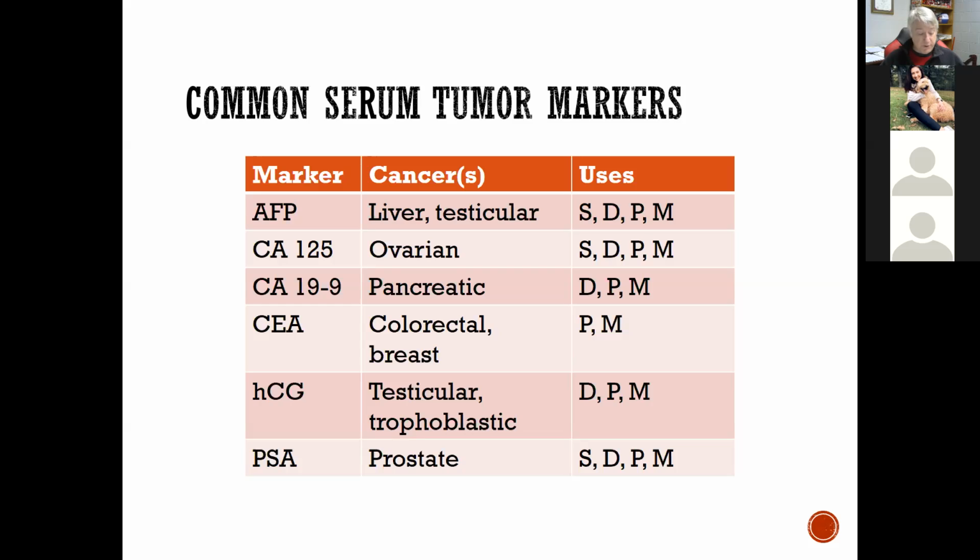The other one, CA125, will drop down. It's the ovarian adenocarcinoma. So ovarian cancers are screened with CA125. So screening, diagnosis, prognosis, and monitoring, all for CA125. Ovaries and various other tissues, so that makes sense.